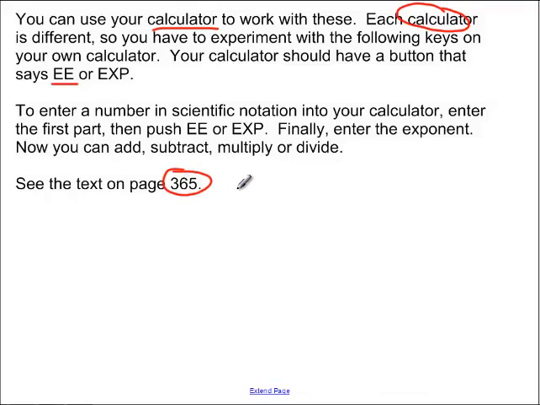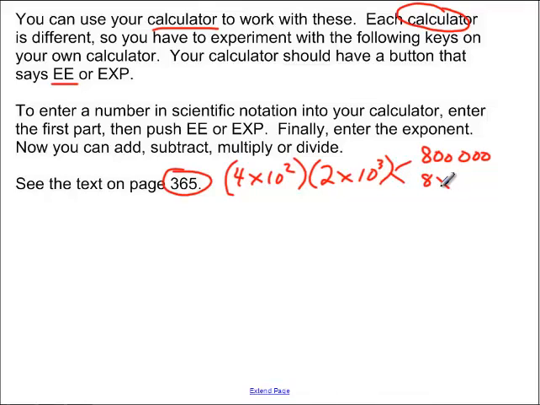We're going to talk about the specific example that we used before, 4 times 10 to the second power multiplied by 2 times 10 to the third power. And remember what we got for that? We got two different numbers: 800,000 and 8.0, or 8 times 10 to the fifth power. Both of these are equivalent answers. This one is in scientific notation, this one is not. This is in standard form. So I'm going to show you what I would do.